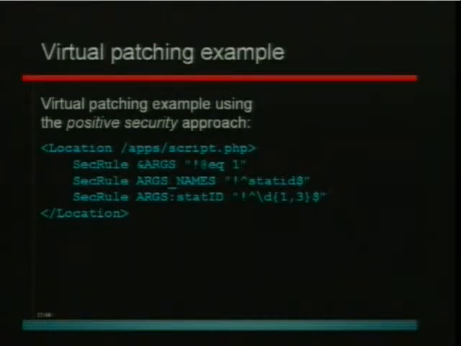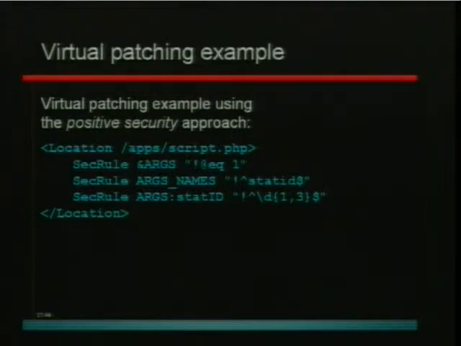And this particular script is supposed to have only one parameter. So what we're doing here, in the first rule, we're checking the number of parameters for this script, and we allow only one. In the second rule, we're checking the names of all parameters to the script, and we allow only the name stat_id. And in the third rule, we are looking into the stat_id parameter and making sure that it's a number, that it can contain only digits, anywhere from 1 to 3 digits.